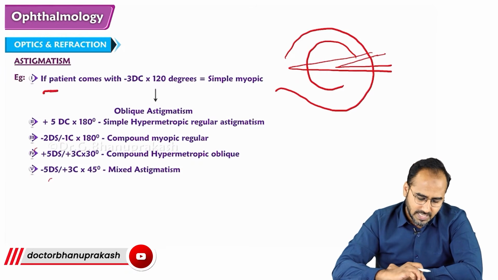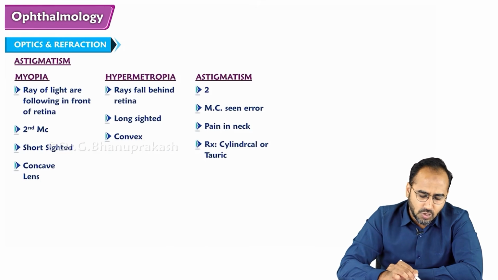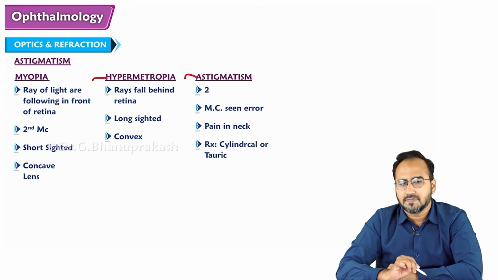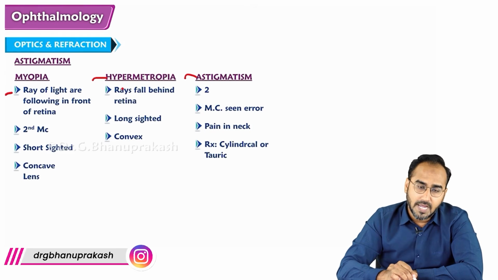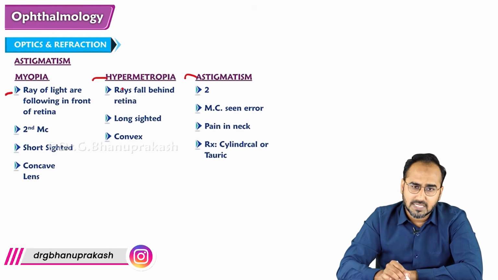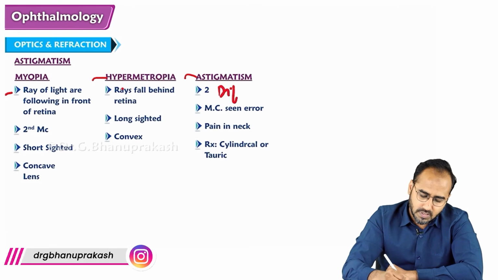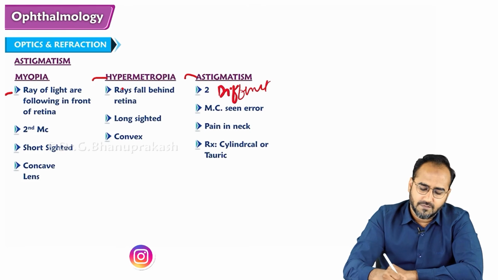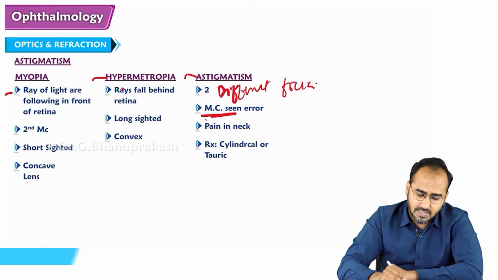These are the different types of astigmatism. Okay. So guys, remember, if you compare myopia, hypermetropia and astigmatism: in myopia, where is the light ray focusing? Before the retina. Hypermetropia, behind the retina. Astigmatism, two different foci are there. Okay, two different foci.